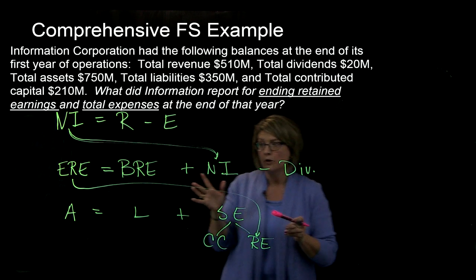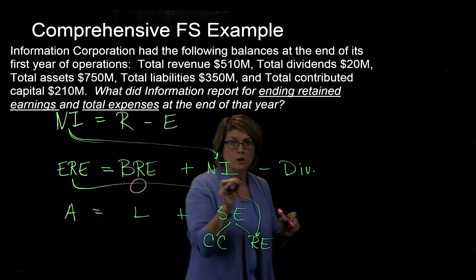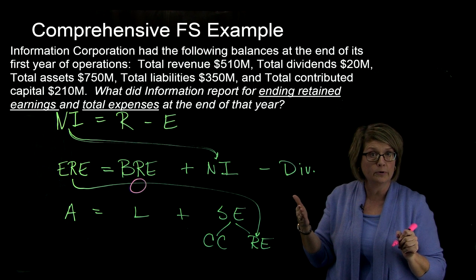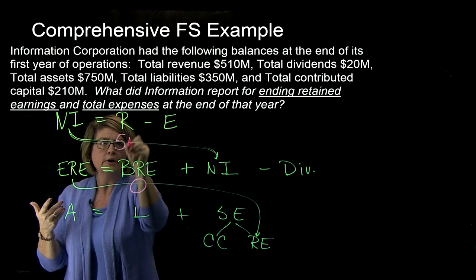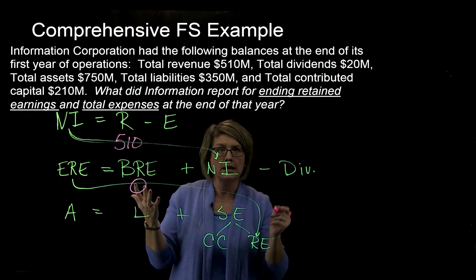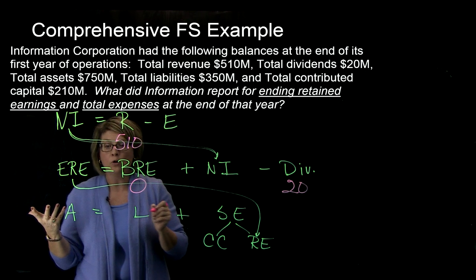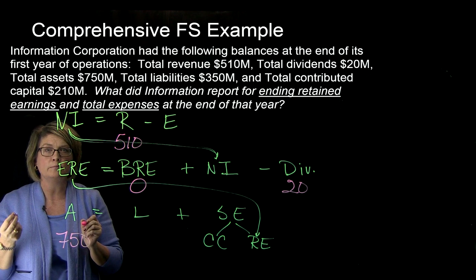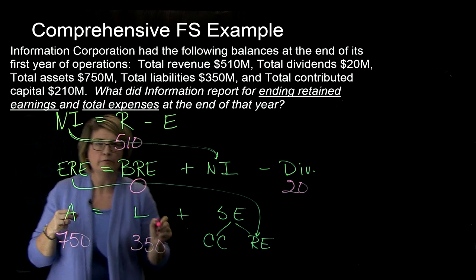So before we start, remember what we knew to be true about beginning retained earnings? That is 0. Beginning retained earnings is 0 because it's the end of their first year of operations. In addition, we know that revenue is $510 million. I know that dividends, the next piece of information I'm given, is $20 million. I have total assets there of $750 million. I've got total liabilities next at $350 million.